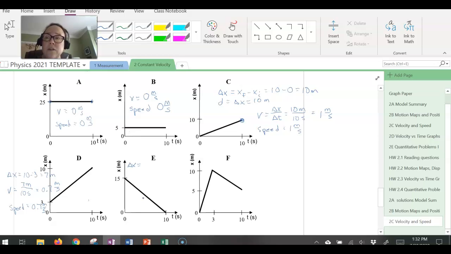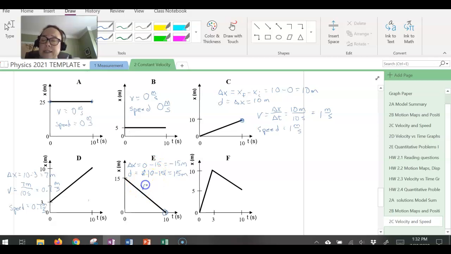The sign of the displacement tells us the direction that the object moved. Here, the object ends up at a final position of 0 and started at a position of 15. So the displacement is negative 15 meters, but the distance is the sum of the absolute values of the displacements. So it's going to be a positive 15 meters.